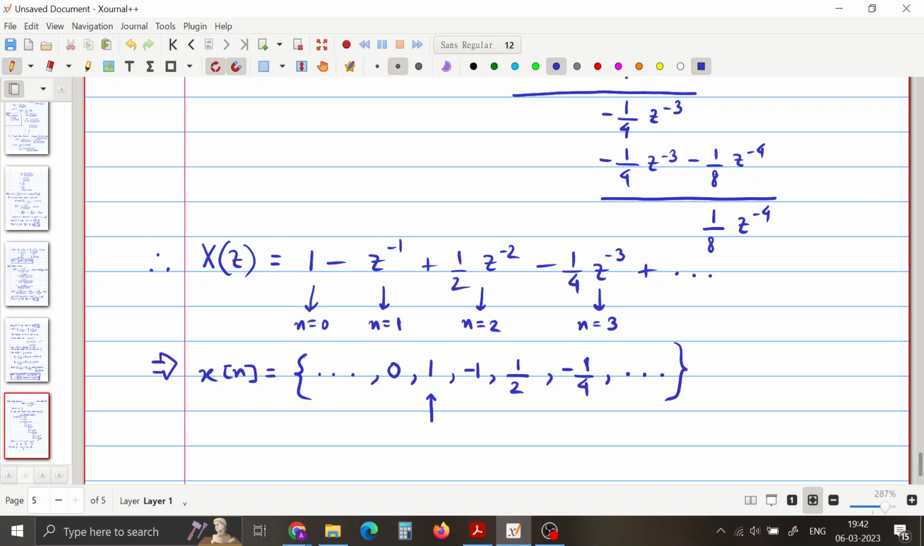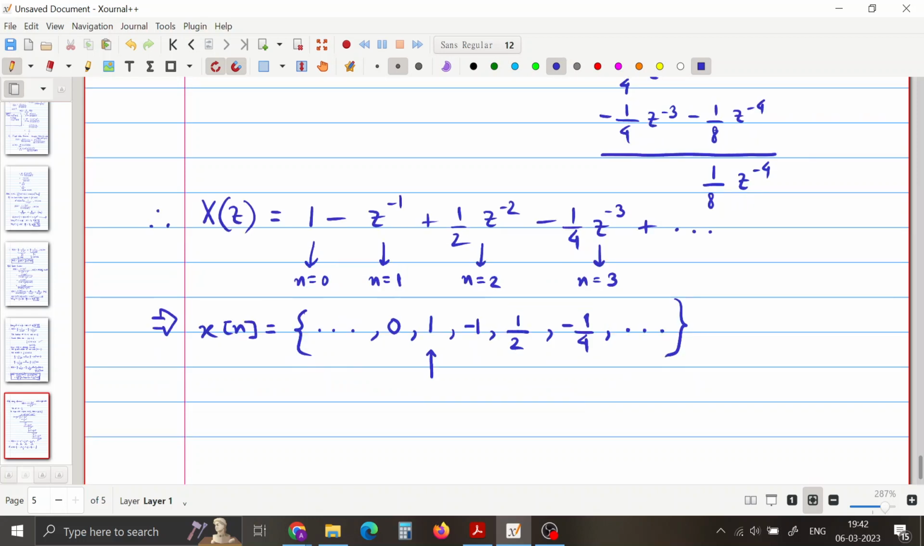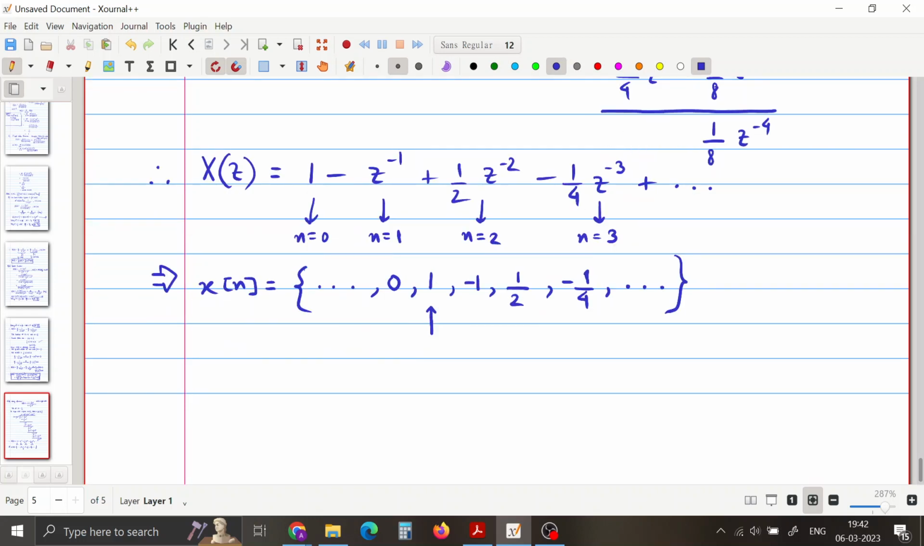Okay, you can keep it like this, or else you can also express this X of z. You can write X of z in a different form and come up with a more compact expression for x of n. So let me show you.